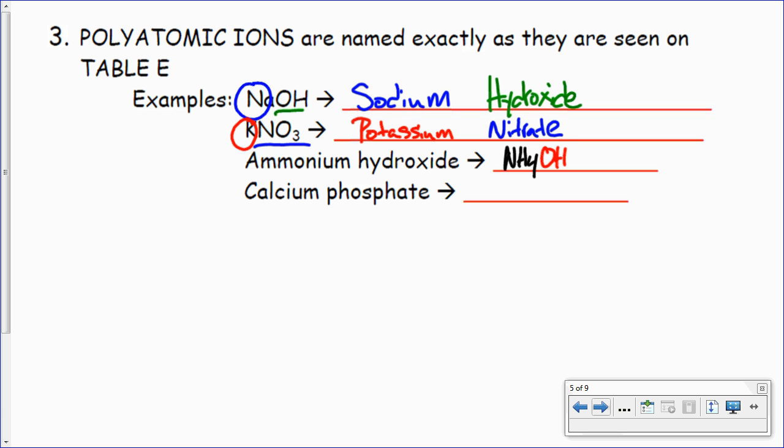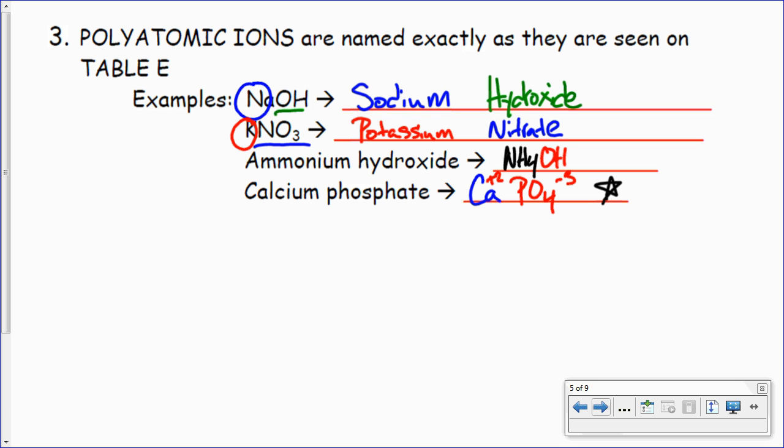Now, calcium phosphate. Well, calcium, we know, is Ca. Now, phosphate is PO4 negative 3. And calcium's a plus 2. So this is one that's going to have to apply a little bit of logic to see how the plus 2 and the minus 3 can cancel. If you show me that proper compound formula, there's another Easter egg for you.